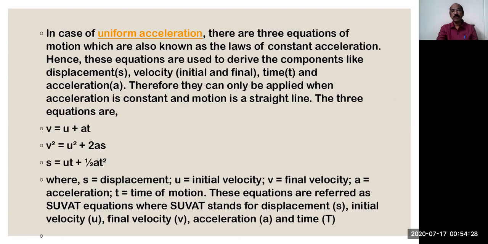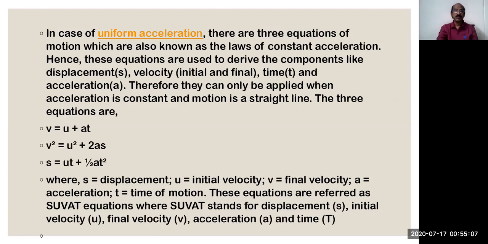So, when the body is moving along a straight line, there are three equations of motion. The first one is v equal to u plus at, which is the expression for final velocity. When we know the initial velocity of the body u, the acceleration produced in the body a, and the time t, then we find the final velocity v by using the values of u, a, and t.